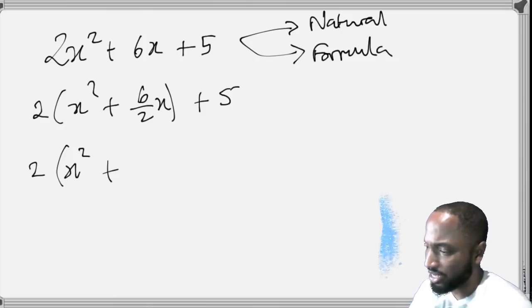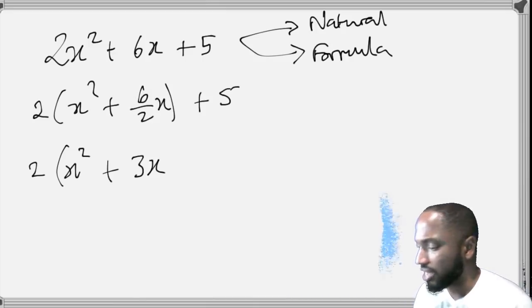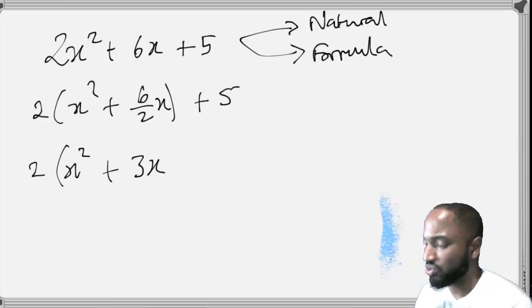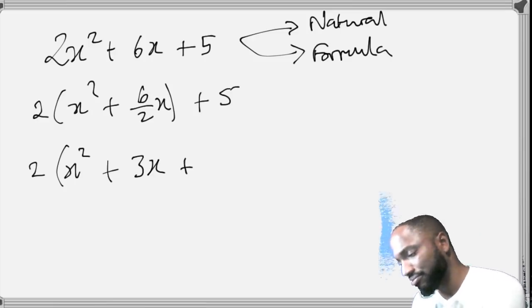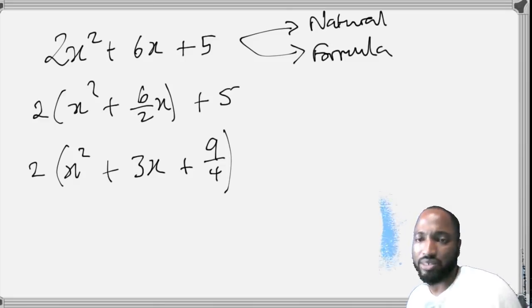Let me not play games here. The best thing to do is, if you have this, it can break down to 3x, and half of 3, so it'll be 3 over 2 squared, which will be 9 over 4. So you can do it like that as well.